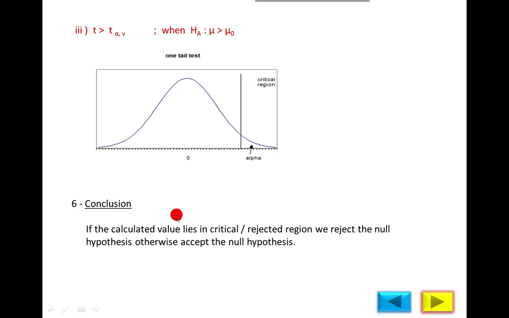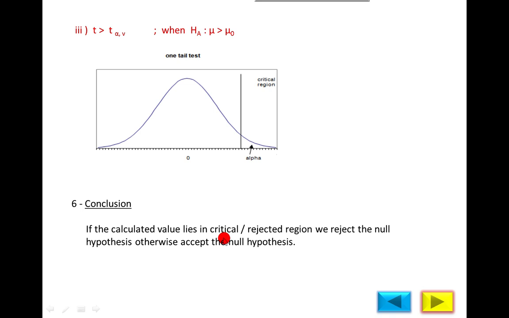Conclusion: in the journal we write, if the calculated value lies in the critical region or rejected region, we reject the null hypothesis, otherwise we accept the null hypothesis. But we will write according to the statement of the question. Suppose the average weight is 2.5 milligram and you accept the null hypothesis, the conclusion will be: we accept the null hypothesis and conclude that the average weight of the production of the tablet is 2.5 milligram. But in general we write this statement.